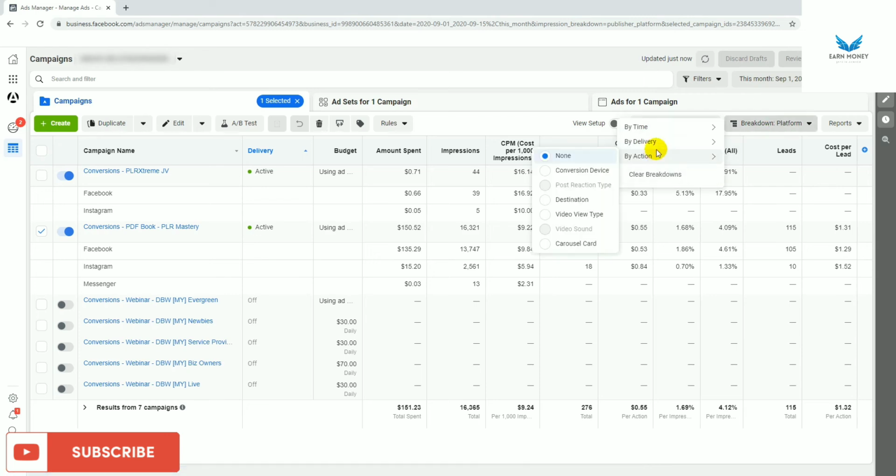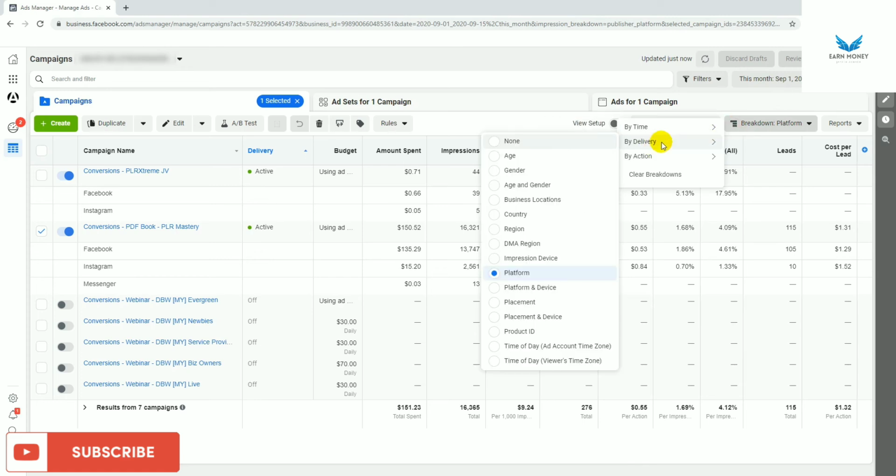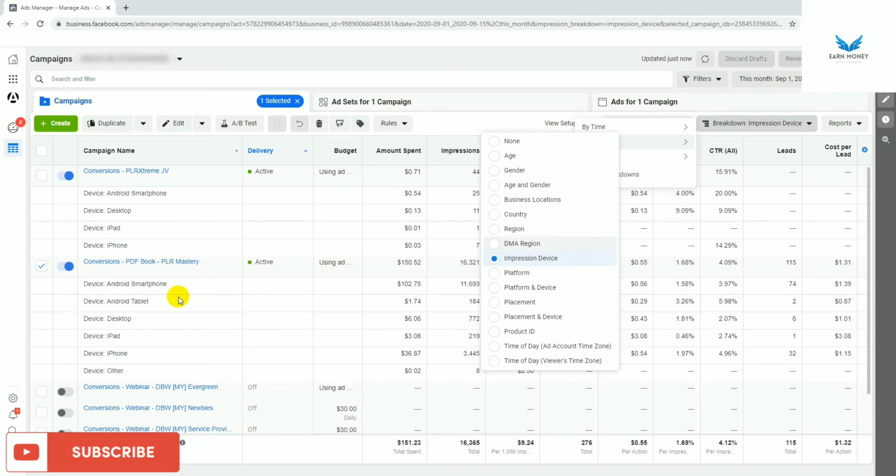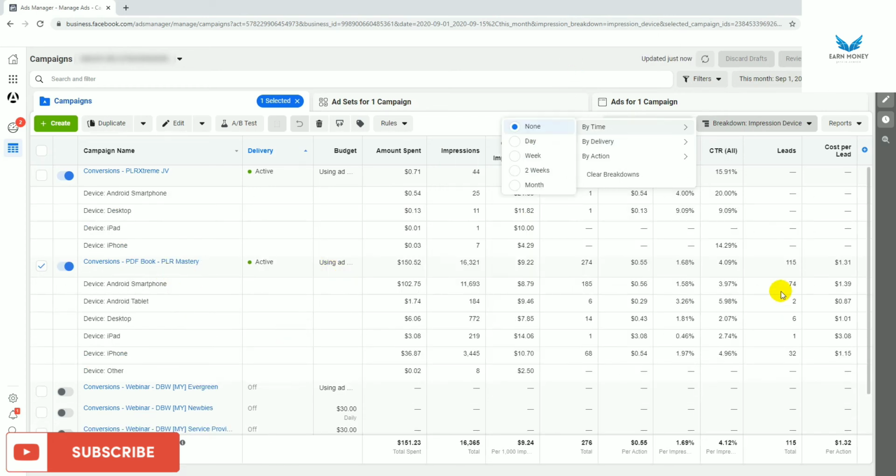And if you want to take a look at breakdown, delivery, and also have a look at the device, all right? So let's take a look at impression device. You can see that a lot of the leads are coming from Android smartphone, and we have a distant second, which is about half of the results, iPhone. And if you take a look at desktop, this is really interesting. Desktop has only 6 leads.